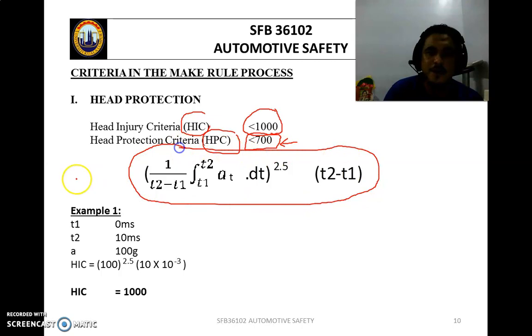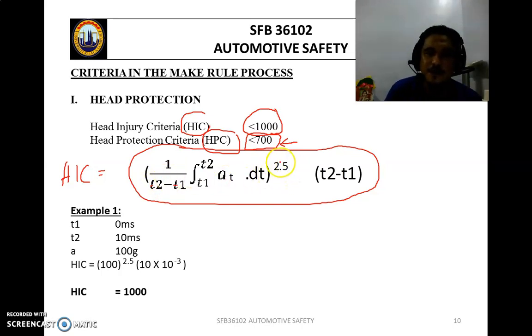Okay, so to calculate the value of HIC, we must use this formula. This is T1 and T2. T1 refers to the start of the accident, and T2 is the end of the accident. That means the duration of the accident. And A is acceleration.